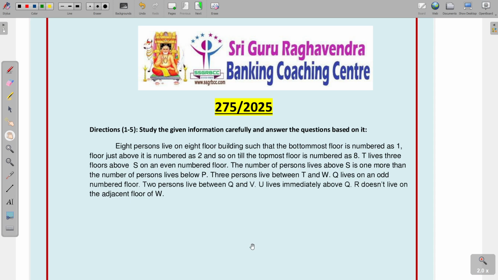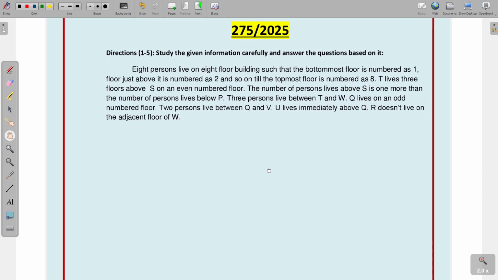It is directions 1 to 5. Study the given information carefully and answer the questions based on it. 8 persons live in an 8 floor building. Bottommost floor is number 1, just above is number 2 and topmost floor is number 8. So here we have an 8 floor building.